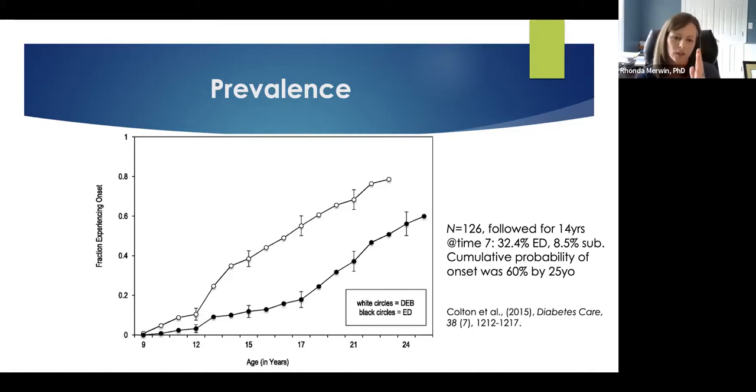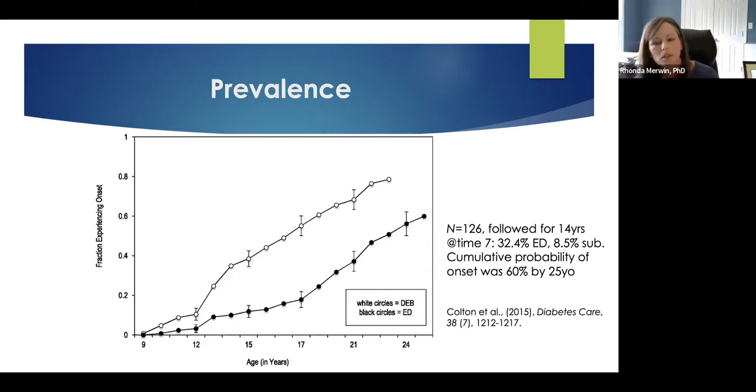So as you track these young girls over time, by time 7, so they're in their early 20s or so, 32.4% of them have a diagnosable eating disorder. 8.5% have a subthreshold, right? So that is an incredible amount, right? We're getting into 40% or so of these young girls. Again, not selected for anything other than gender, that they were female and they had type 1 diabetes.